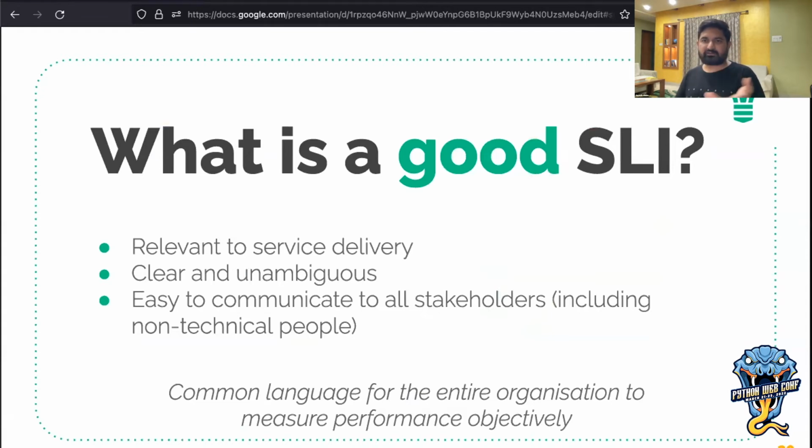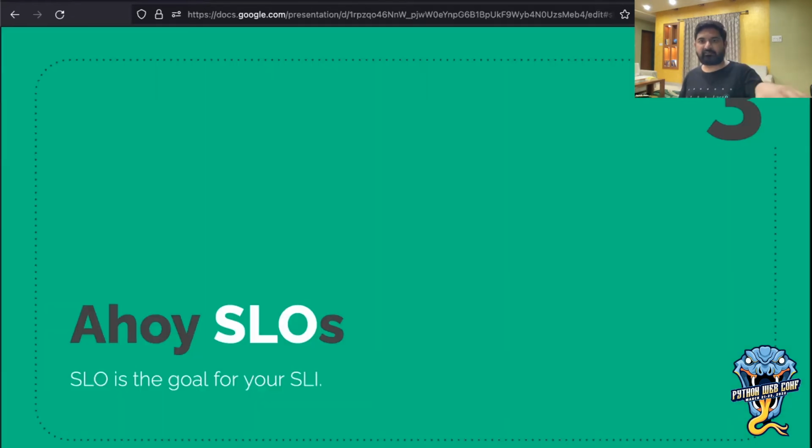You again saw in the current example itself, when I say the availability went down, it's easy to understand, it's easy to communicate, and it can even be understood by the non-technical people in the organization. So SLIs basically create a common language for the entire organization to measure the performance objectively. And while I'm saying measuring the performance objectively, I'm definitely setting some objective on top of my SLI, and that's where the SLOs come in. So SLO here is a goal for your SLI.